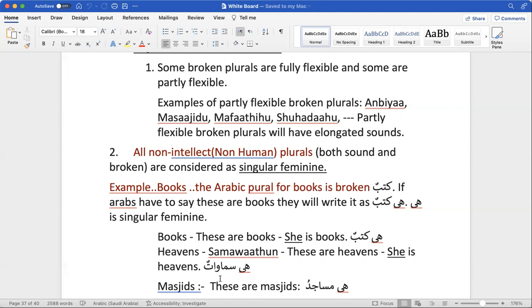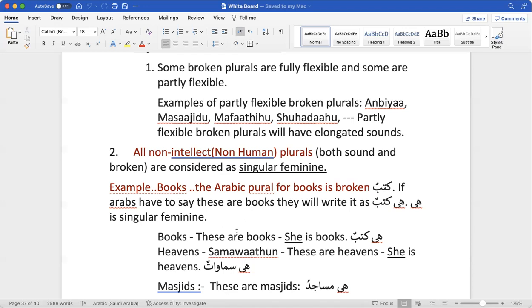So sometimes you will find some non-Muslims or some ignorant people come up with grammatical mistakes in Quran. They'll ask, why here is samawat a plural, how can hiya come? In English we say it has to match one to one. So if I say books, I cannot write, she is books. I have to write these. I have to match this pronoun with the object in number. Correct? But in Arabic, if there's a non-human or non-intellect plural, both sound as well as broken, they always consider it as singular feminine.